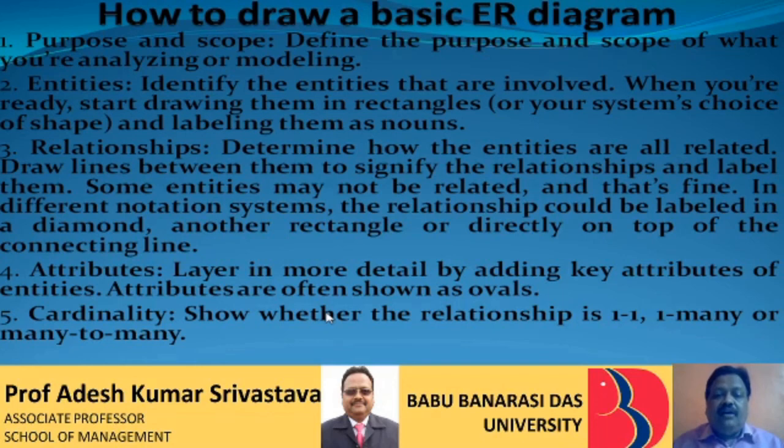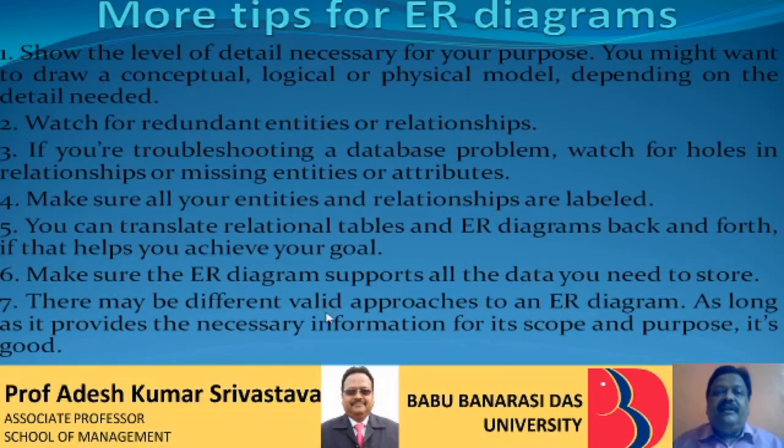Now attributes. Layer in more detail by adding key attributes of entities. Attributes are often shown as ovals, as we have well discussed all the attributes and their kinds also. Then cardinality. We have to show whether the relationship is one to one, or one to many, or many to many, or many to one. So these are the cardinalities. We had already discussed this also. So in this way we'll be preparing the ER diagram.